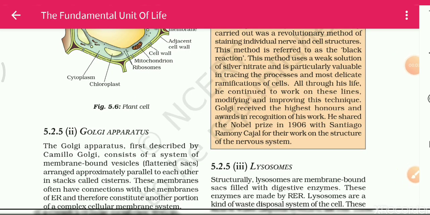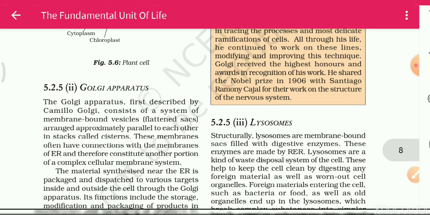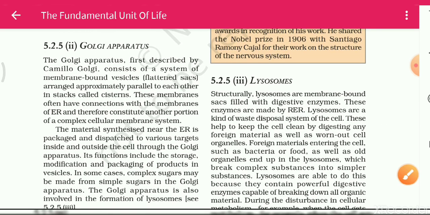Let's continue our chapter, The Fundamental Unit of Life, of class 9 science NCERT. And this is part 10 of this chapter. In this video, I will explain the Golgi apparatus and the lysosomes. You know very well, Golgi apparatus and lysosomes are both organelles present inside the cytoplasm of a cell. Let's proceed now. See this Golgi apparatus.